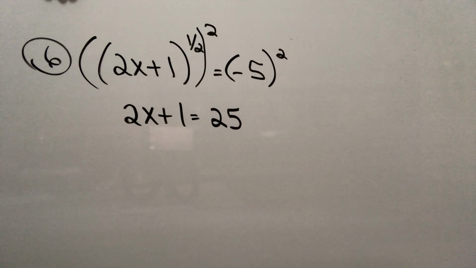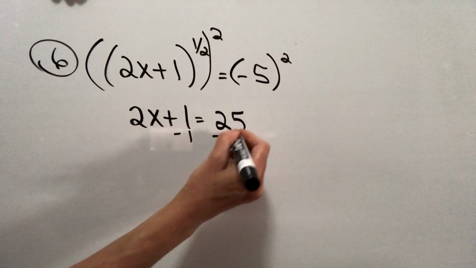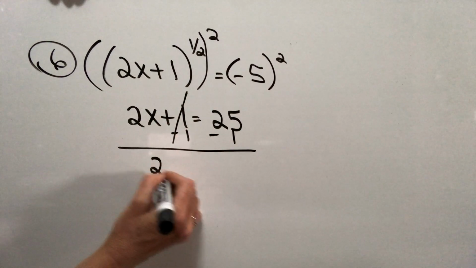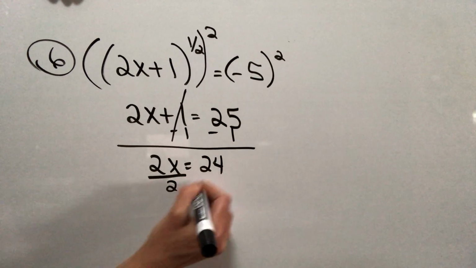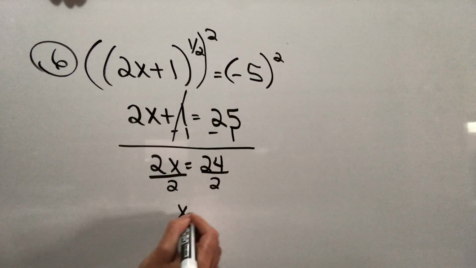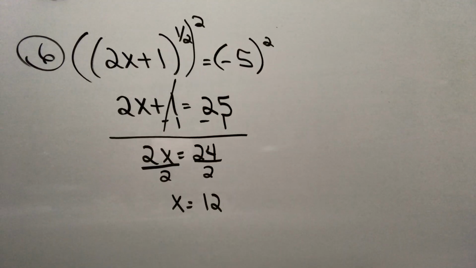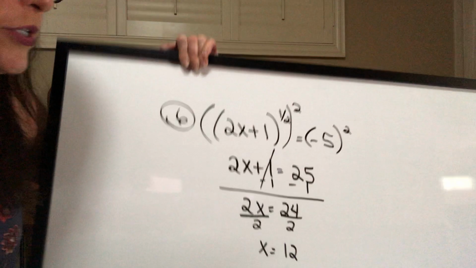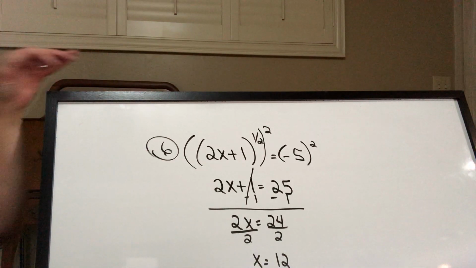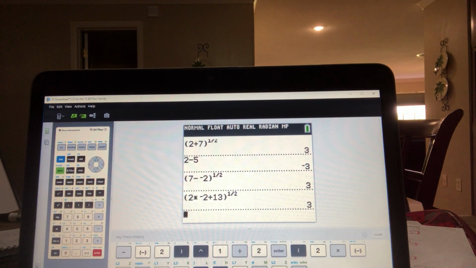Okay, so this is just a linear equation to solve. I'm going to subtract 1. 2x will be 24, divide by 2, and we get x is 12. Okay, so that was a fairly easy one to solve, but we want to know, does 12 actually work when we plug it back in? So let's go. Plug in 12 and we're done for the day. Okay, so the original problem had parentheses, so use them.